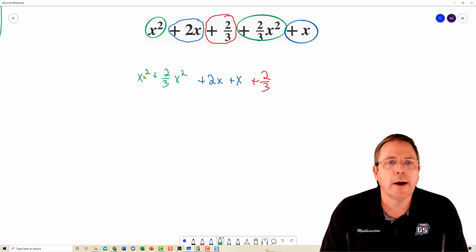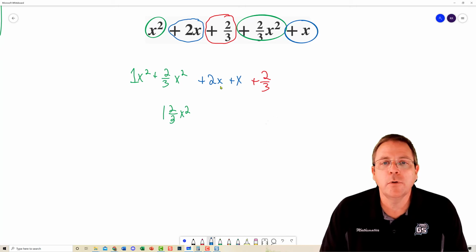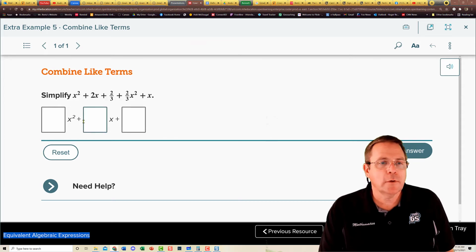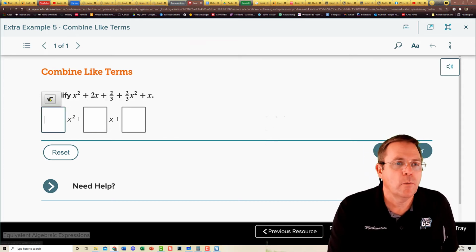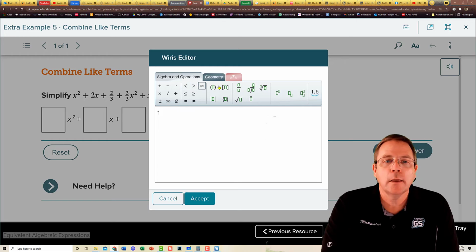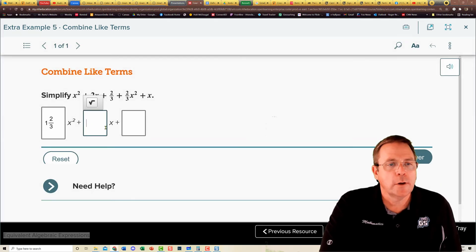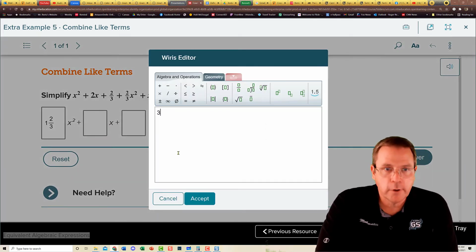From here we get to start combining like terms. Now remember, you have an invisible 1 there, so 1x squared plus 2/3 x squared, that's just going to be 1 2/3 x squared. Next on my blue, 2x plus an invisible 1 right there is going to give me 3x. And then finally the plus 2/3, well, that's just sitting there all by itself. Jump back over to our answer key. So we're going to end up having 1 2/3 right here. This one here was just a 3, so we're going to put in a 3 there.